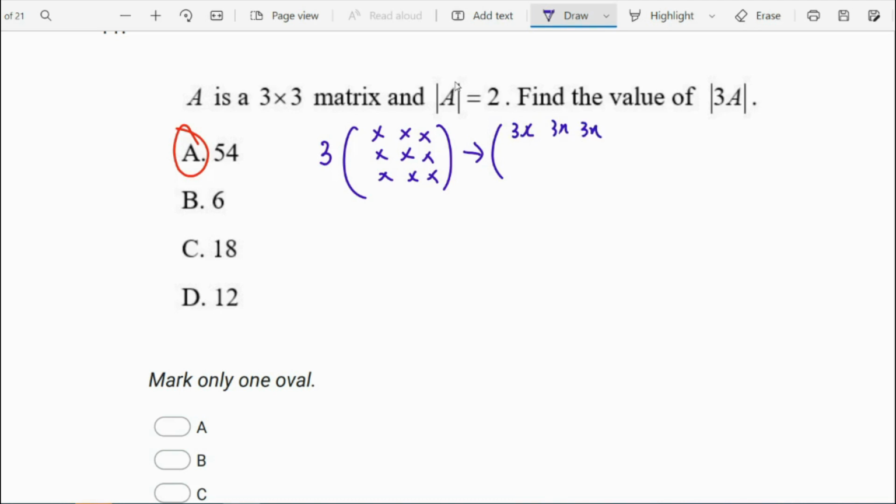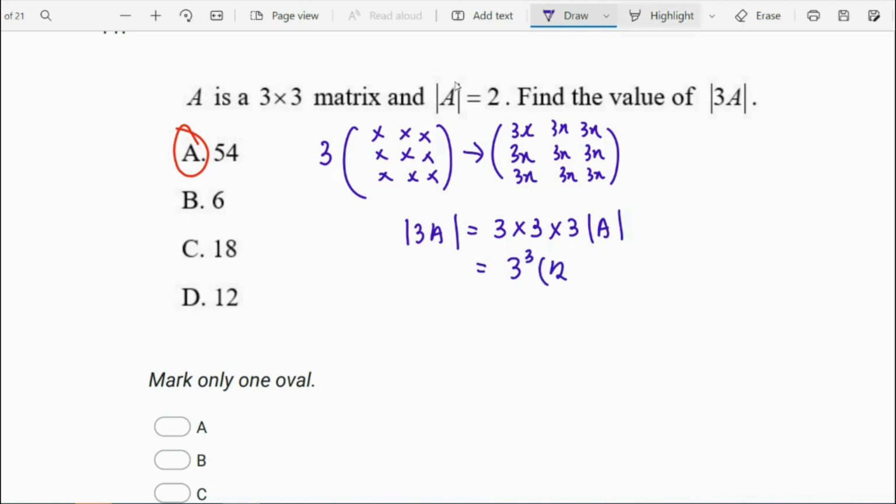for the first expansion. Second expansion for second row. Then third expansion for third row. So for determinant 3A, for every row, for the first row you times 3. For the second row you times 3. For the third row you times 3. So to the determinant, here will be 3 power cube. Determinant of A is 2.